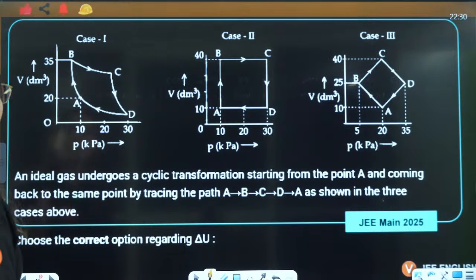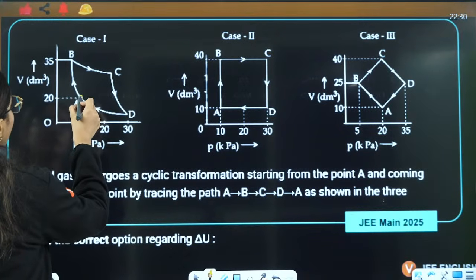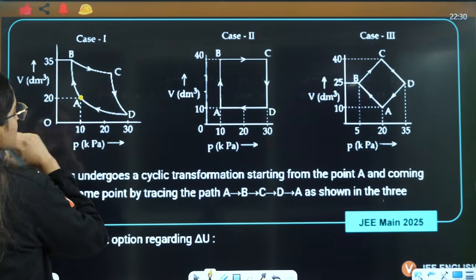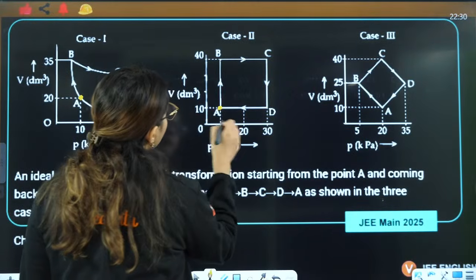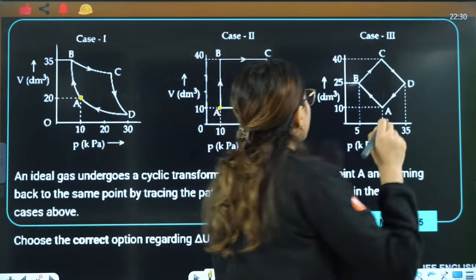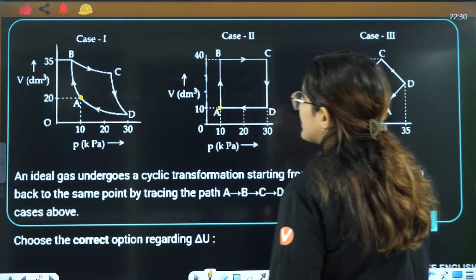In case 1, it is starting from this A, that is 20, and it is coming back to this A, that is 20. Here it is starting from A, that is 10, it is coming back to A, that is 10. Here also it is starting from A, that is 10, and coming back to A, that is 10.